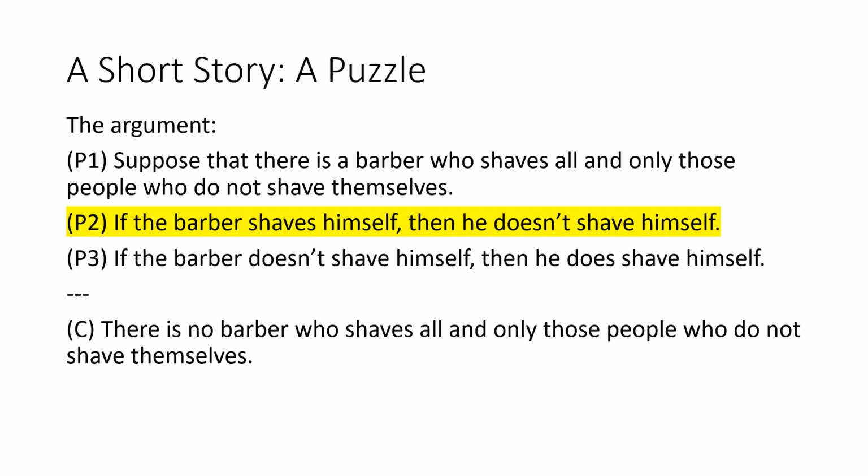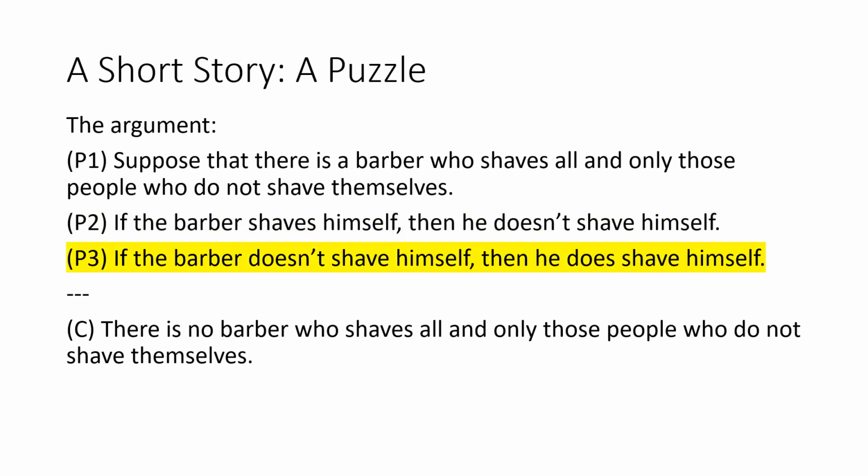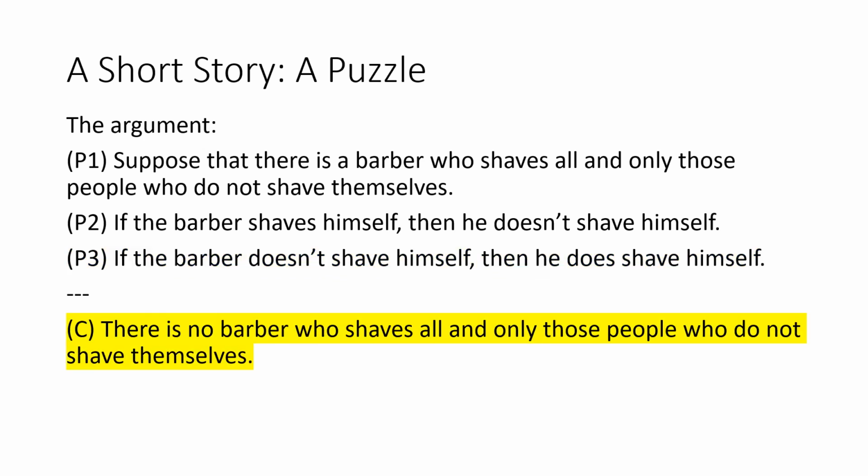Okay, we consider our first possibility. If the barber shaves himself, we've argued that it follows that he doesn't shave himself. Similarly, in our third premise, on the assumption that the barber doesn't shave himself, we've shown that he does shave himself. Now we have our conclusion, which is rejection of the first premise: there's no barber who shaves all and only those people who do not shave themselves.